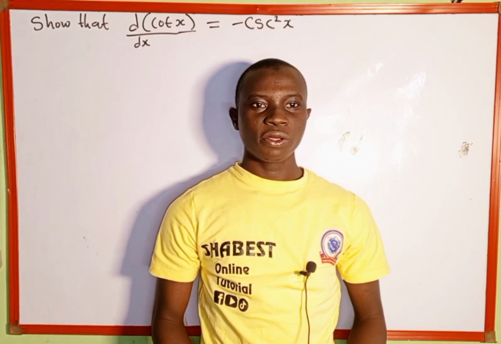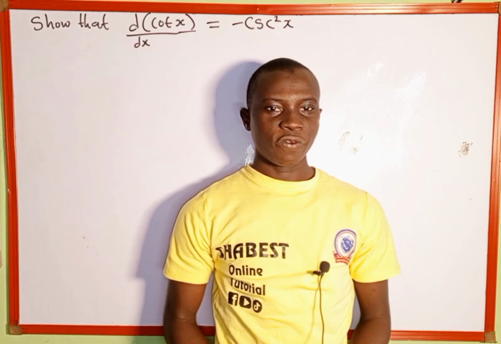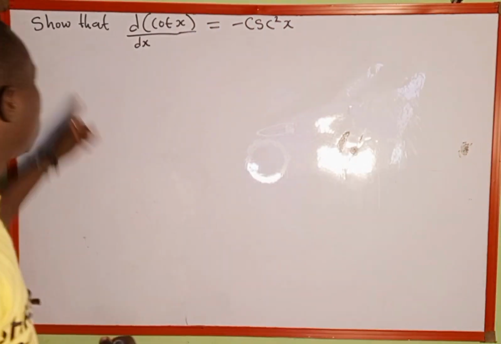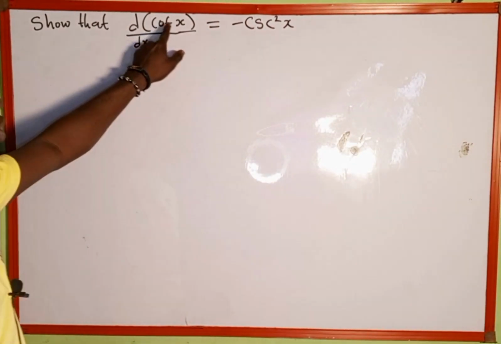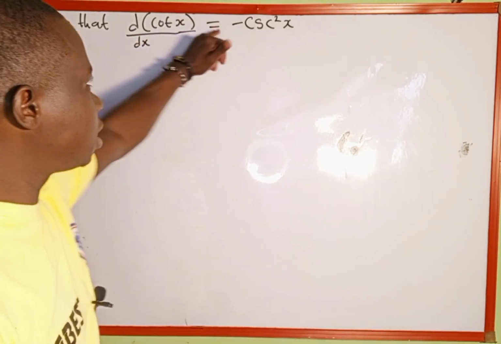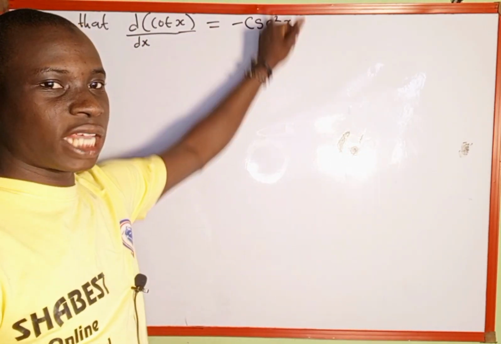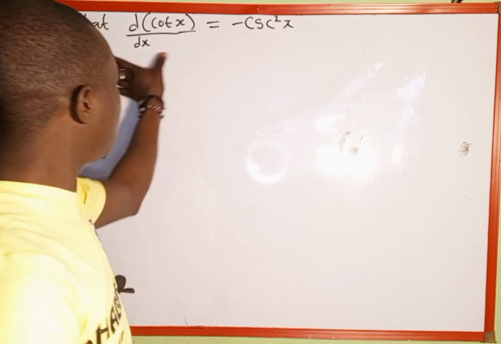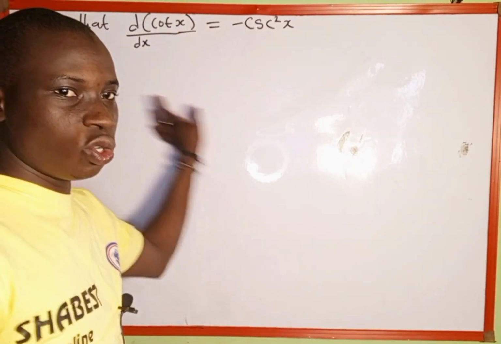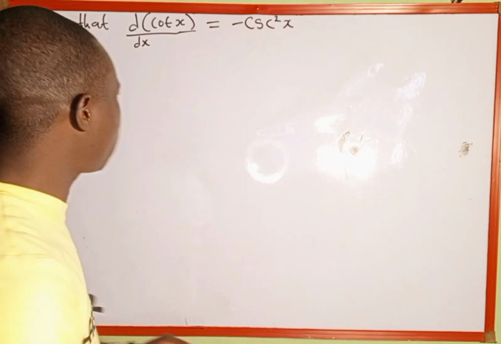In today's tutorial, we're going to learn how to prove this trigonometry function. The given question is: show that the derivative of cotangent x with respect to x is the same as minus cosec² x. So we're going to take the left hand side of this equation and use it to show that the left hand side is the same as the right hand side.